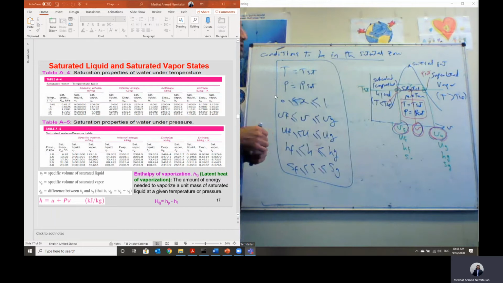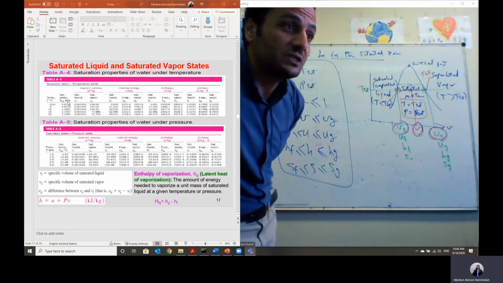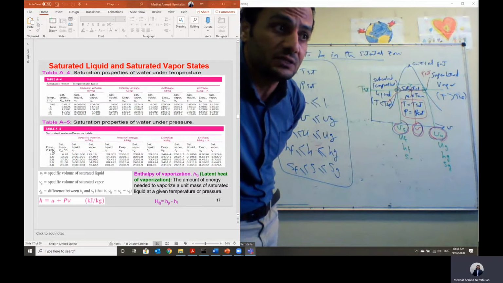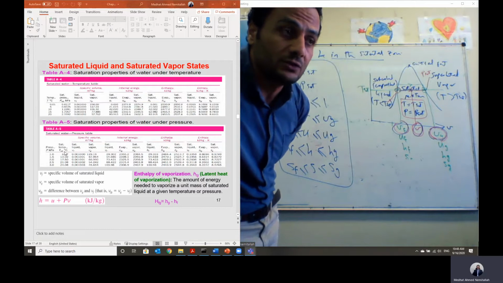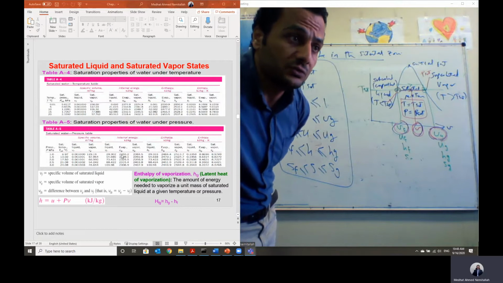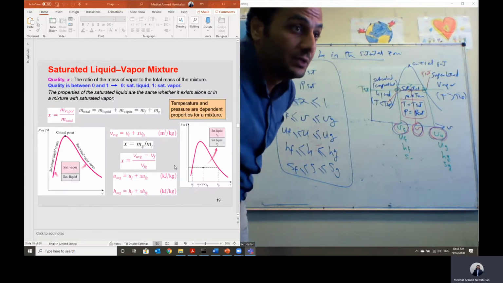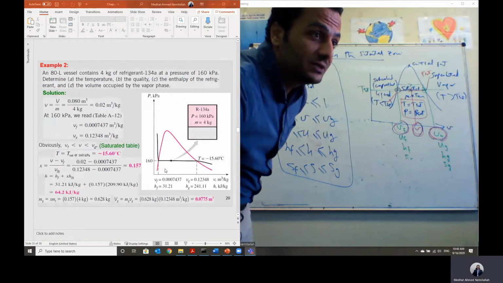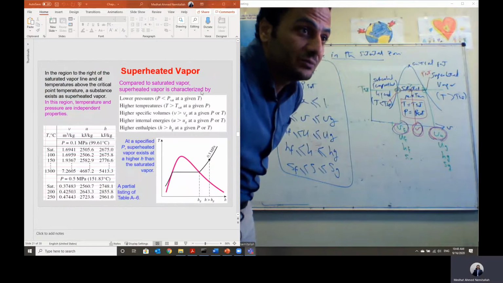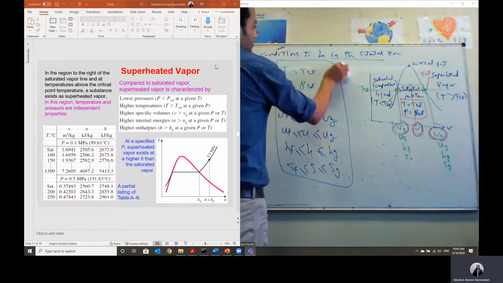In this case we can use table A4. If the temperature is given, it gives the saturation pressure in kilopascal. Table A5 is the same. If pressure is given, then I can use table A5. It will give you the saturation temperature, and then the same properties, v_f, v_g, v_fg, and also other properties like internal energy, enthalpy, and so on. I'll solve examples after I finish talking about how to use the tables.